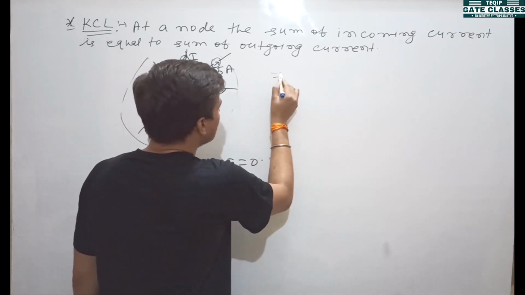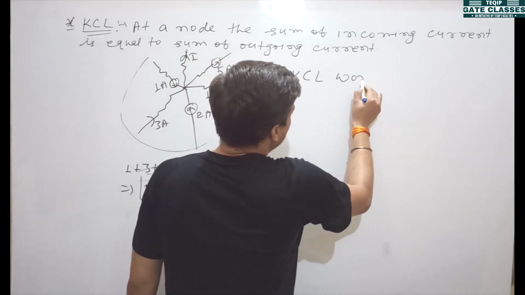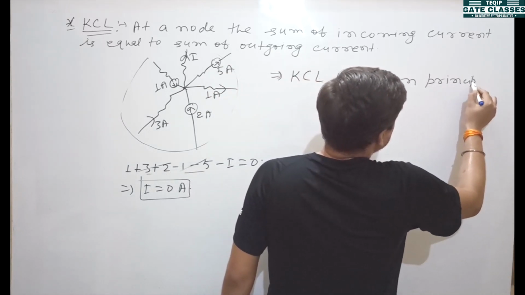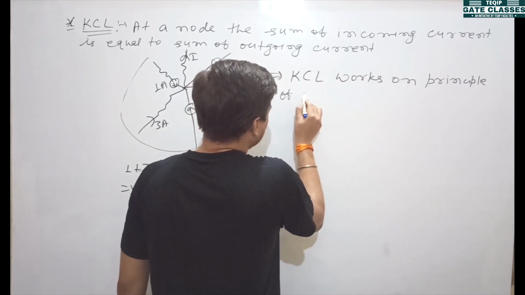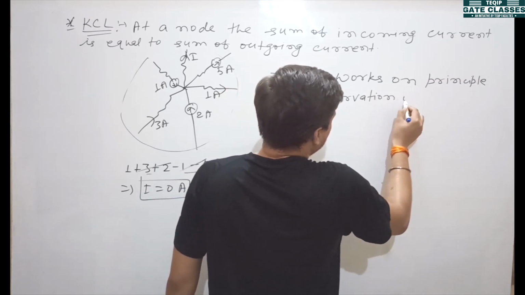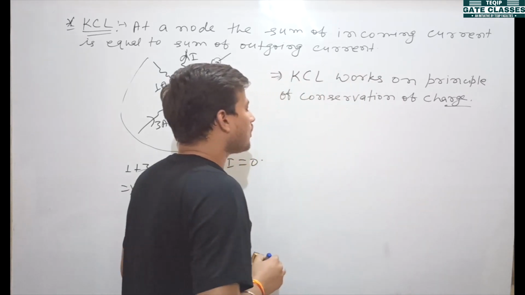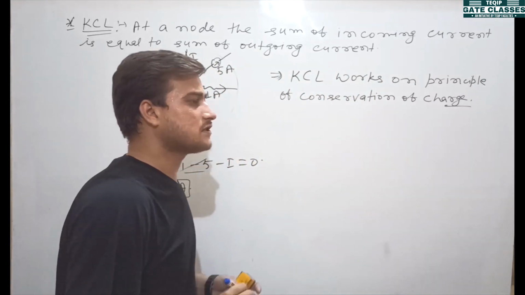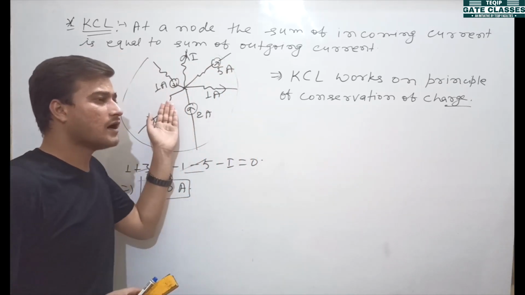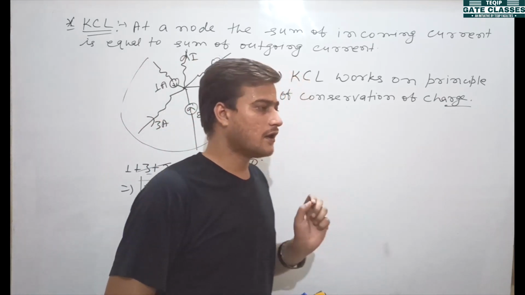Now one more point, note it carefully. KCL works on the principle of conservation of charge. Kirchhoff's current law works on the principle of conservation of charge. How? See, current means what? Current is nothing but rate of flow of charge. I is equal to dq by dt, rate of flow of charge.